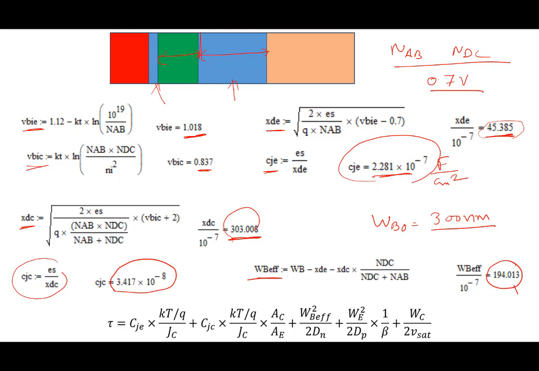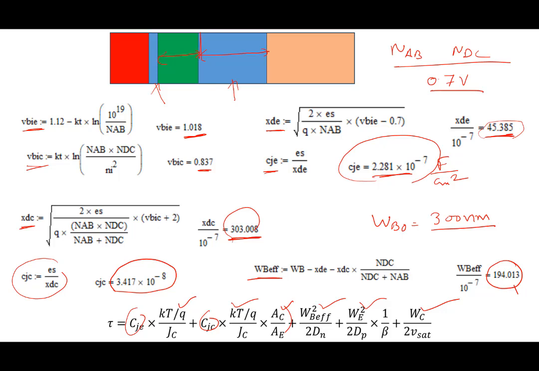So these are the basic calculations: all the built-in voltages, all the depletion widths, all the capacitances, and base width. And now we are going to put in all the terms that are here and calculate all the delays. Because now we have all the values, CJE we have, CJC we have, and the area of the collector divided by the emitter, we have taken a ratio of 2 in our design.